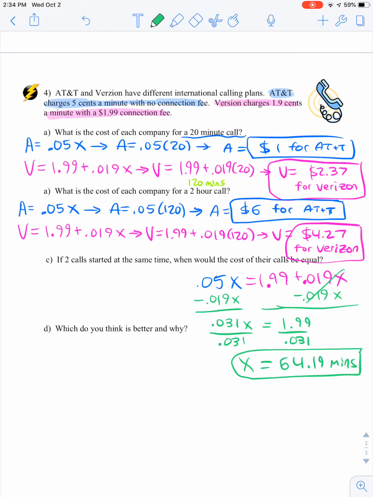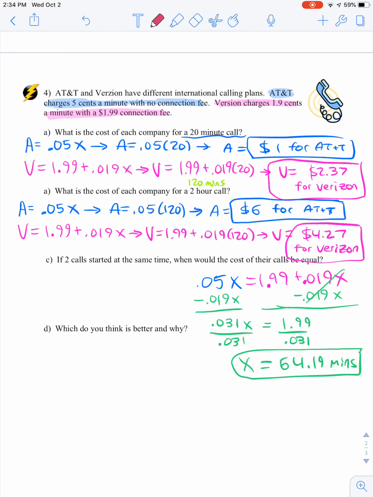Now, finally, they ask us, which of these plans is better? Well, I think that depends on how long you want to talk on the phone. If you look at a 20-minute call, AT&T's dollar is a little bit cheaper than Verizon's $2.37. But for a 2-hour call, AT&T's $6 is a little more expensive than Verizon's $4.27. They're equal at 64 minutes. So I think that's the big changing point.